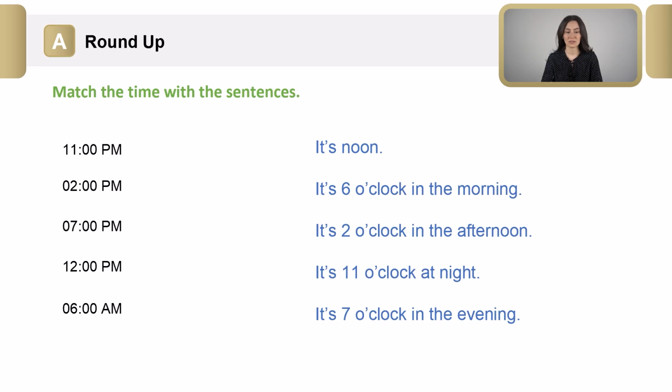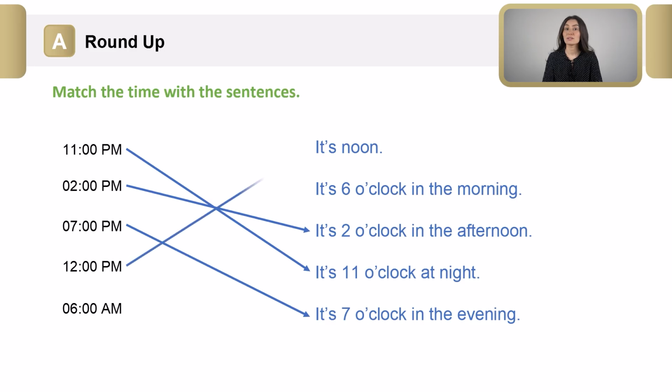Let's check your answers. 11 p.m. It is 11 o'clock at night. 2 p.m. It is 2 o'clock in the afternoon. 7 p.m. It is 7 o'clock in the evening. 12 p.m. It is noon. And 6 a.m. It is 6 o'clock in the morning.